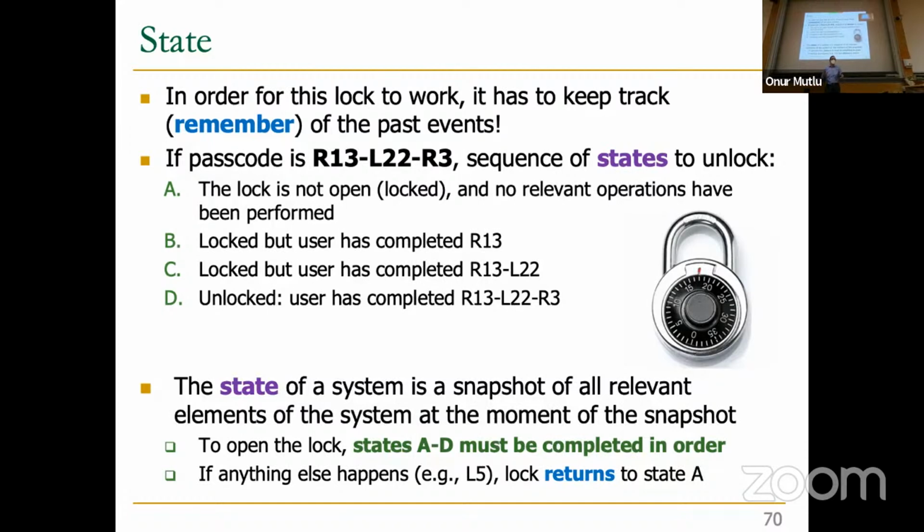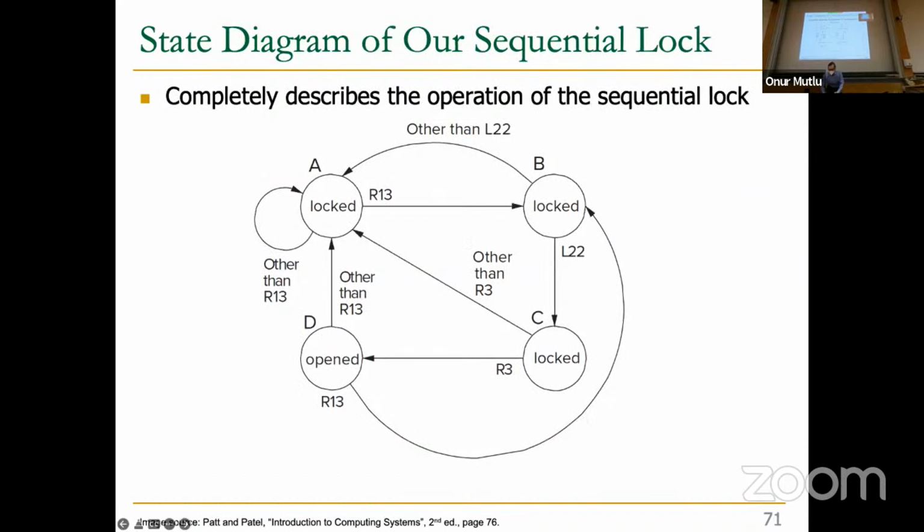So that's the notion of state, basically. This is what state means. A snapshot of all relevant elements of the system, right? And you can describe a state like what we have described over here. These are distinct states, A, B, C, D. You can have more states also, if you want. But this is the state diagram, basically. This is the state diagram of our sequential lock. It completely describes the operation of the sequential lock.